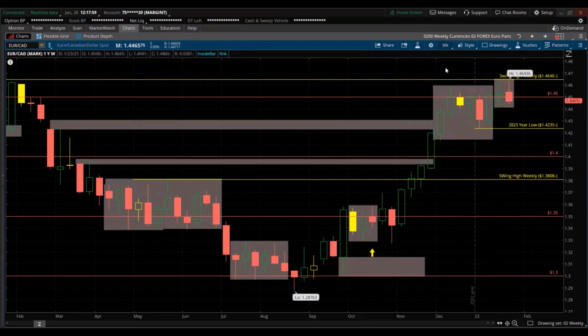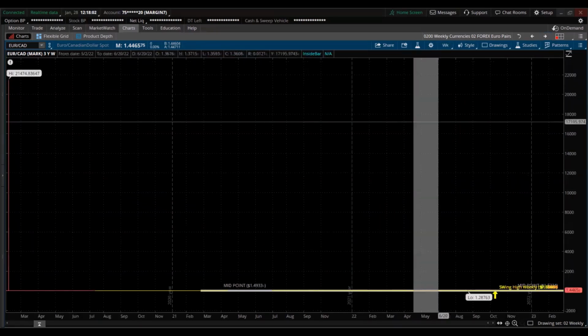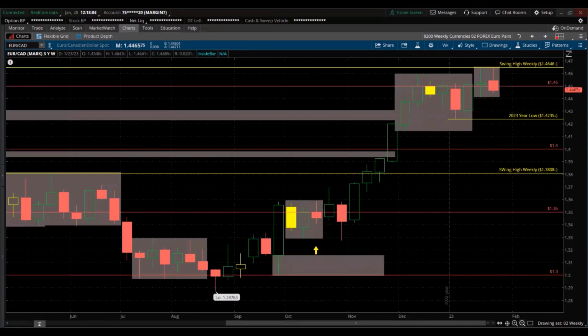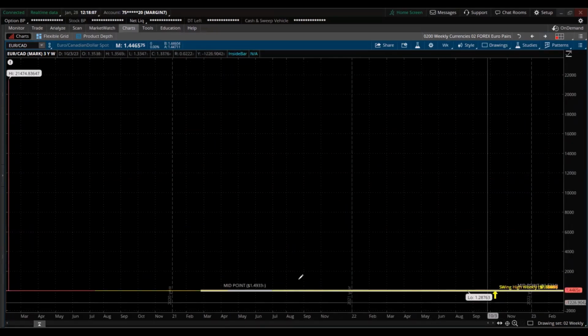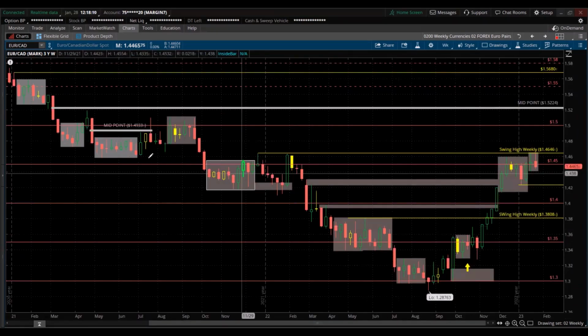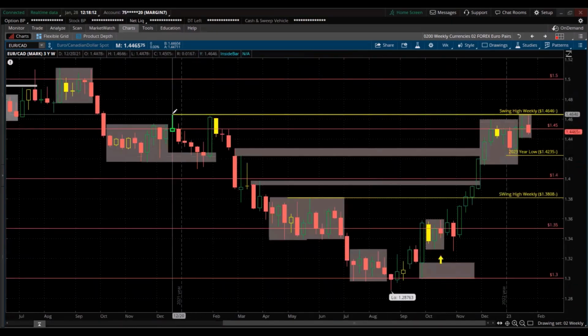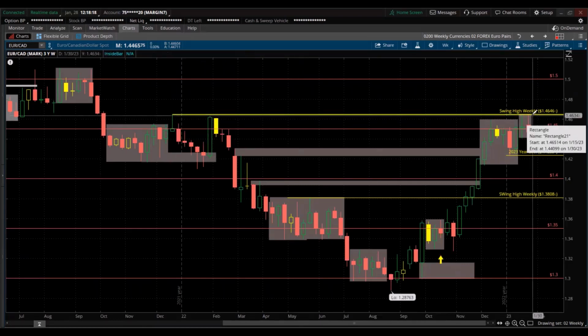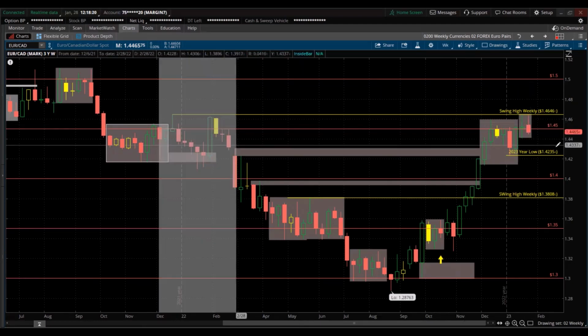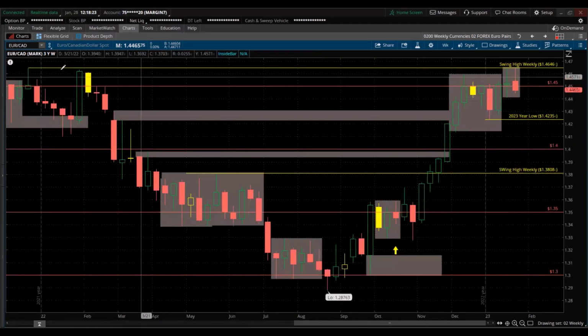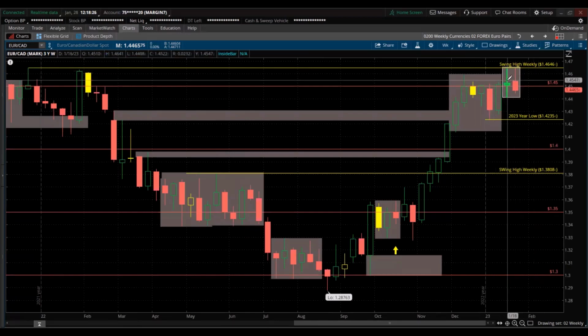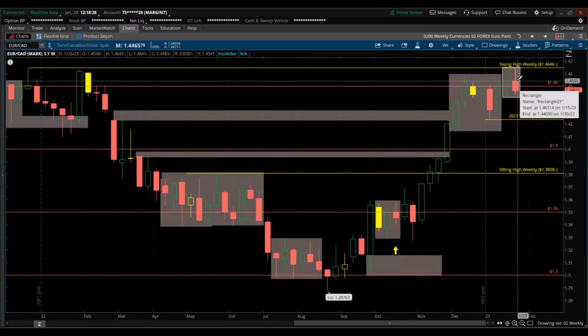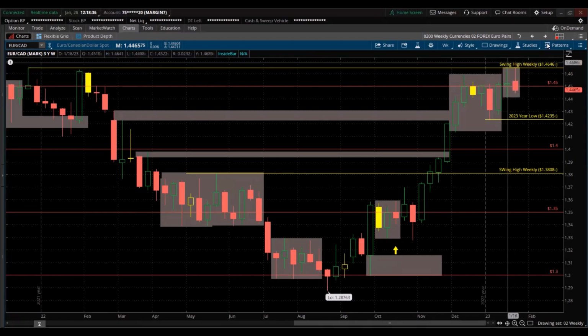Yep. Let's zoom out a little bit more. How far back do I have to go? Oops, go back a little bit more. There we go. So that was the swing high from all the way back in 2021, right there. It looks like we finally took above it. Let's zoom in a little bit more. That red was higher, so that red is 1.4643. Interesting. We're getting rejected at it, so I want to keep that there.